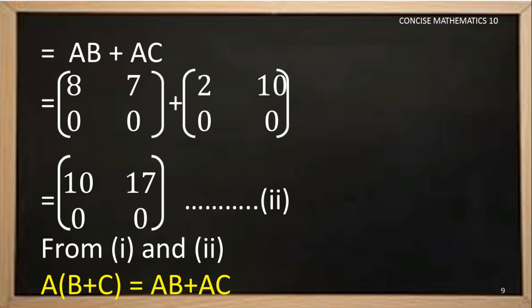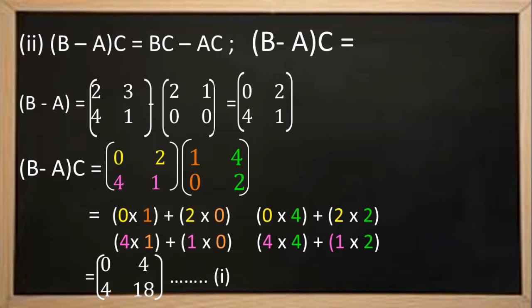Sub question 2. Consider the left hand side, (B − A)C. First subtract B − A. It results as [0, 2; 4, 1]. And when you multiply this result with matrix C, it results as [0, 4; 4, 18]. Just mark it as result number 1.